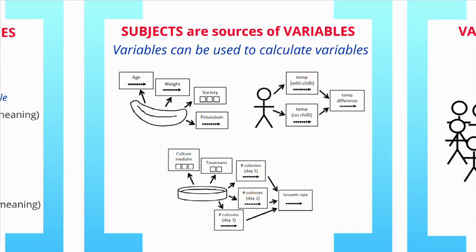And with my petri dish here, I could use those 3 numbers of colonies on day 1, 2, and 3 to calculate some sort of growth rate, you know, how many colonies it grows on average per day. And even though it's calculated from the variables, it still belongs to the petri dish, and so it still counts as a variable. So just because you calculate it doesn't mean it doesn't count as a variable.